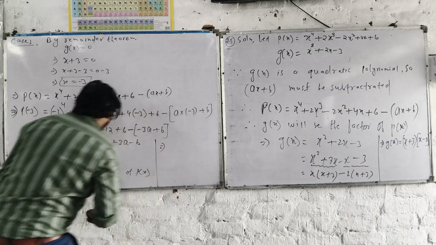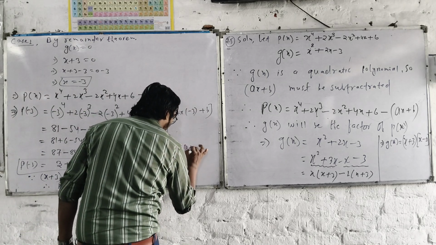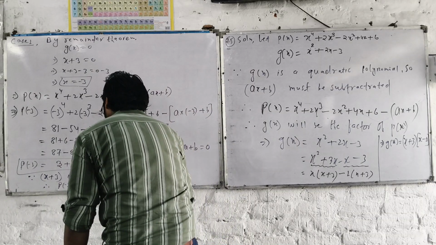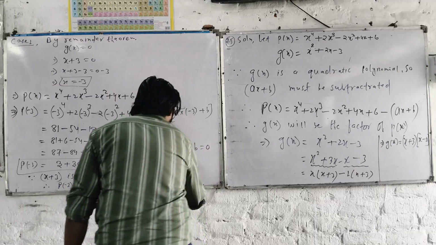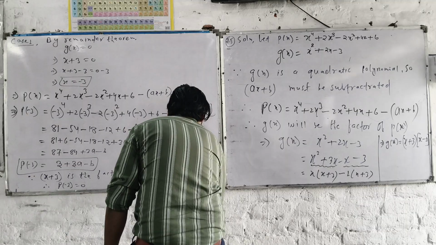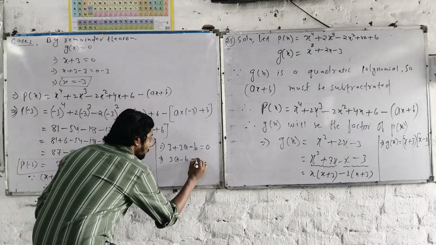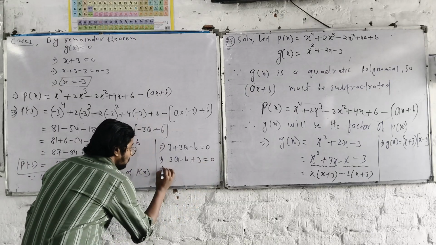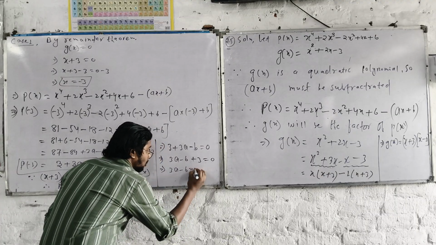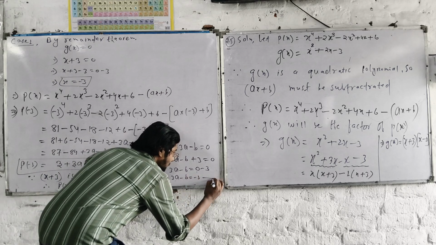So now here, that is p. What is the value of p(-3)? 3 plus 3a minus b equal to 0. So I can write in this way: 3a minus b equal to minus 3. If you don't mind, no problem, I'll write the plus 3 equal to 0. 3a minus b plus 3 equal to 0, minus 3. 3a minus b equal to minus 3.